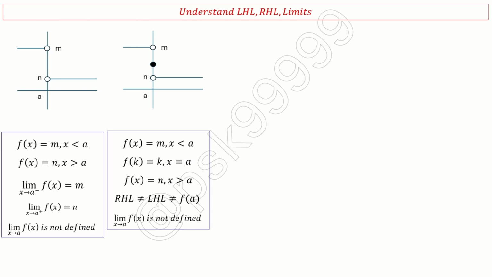Okay, let's say f of x exists. f of x equal to m for x less than a, that is this line. f of a equal to k for x equal to a, that is here. Now f of x equal to n for x greater than a, that is this line. Now if you take LHL and RHL, they are not equal. LHL is m, RHL is n, but f of a is k. All three are not equal. That means limit is not defined.